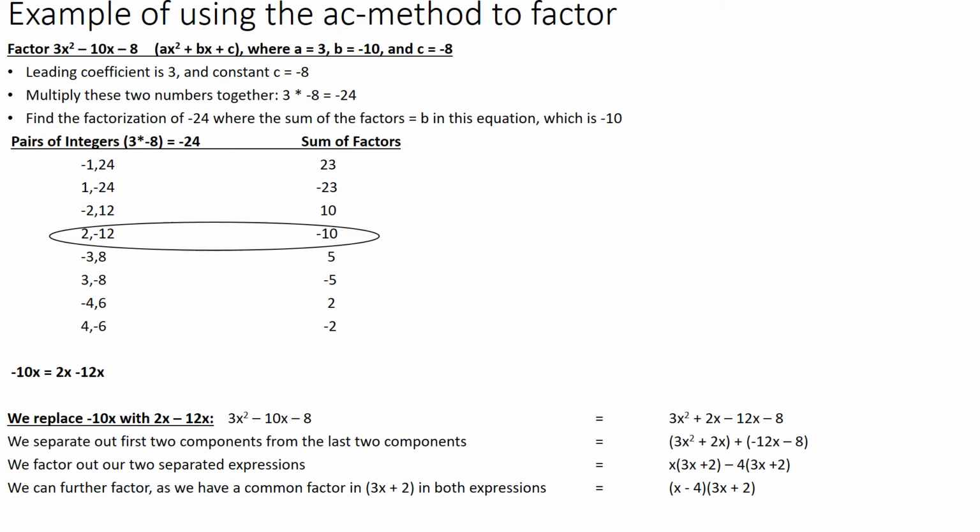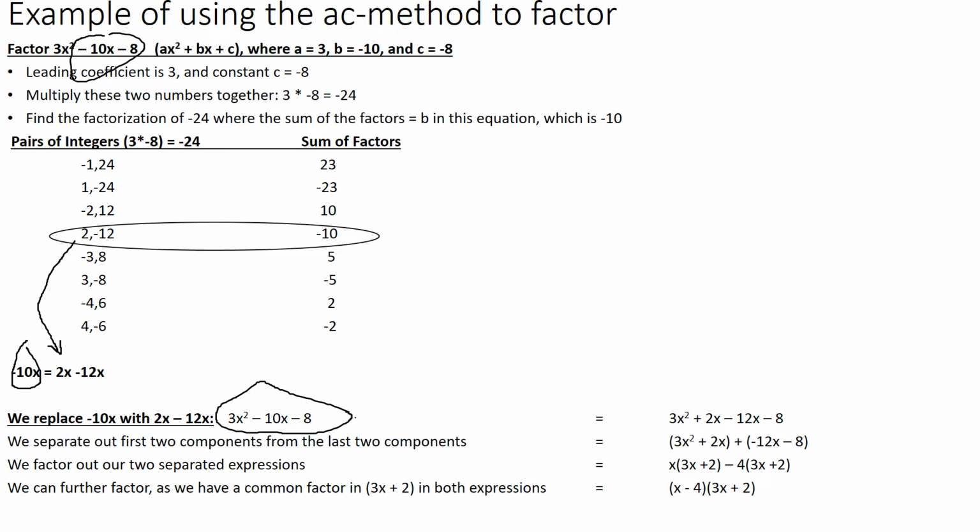What we're going to do is we're going to rename this. Where we had our negative 10x here, I'm circling on top, there it is here. We're going to make that, instead of negative 10x, we're going to rename it as the same thing, 2x minus 12x. 2x minus 12x is negative 10x. And now I'm going to take that equation where I've got 3x squared minus 10x minus 8, as I have here. I'm just going to rename it from that negative 10x.